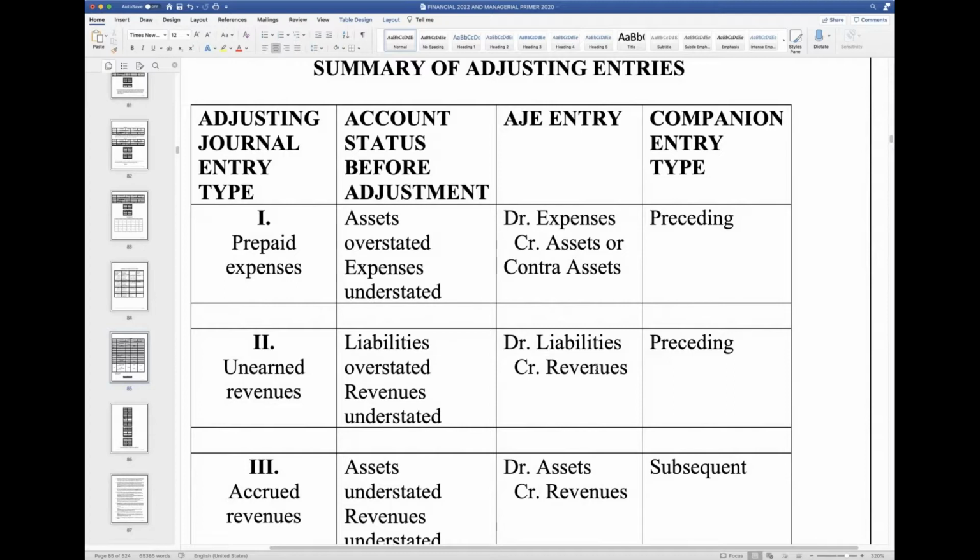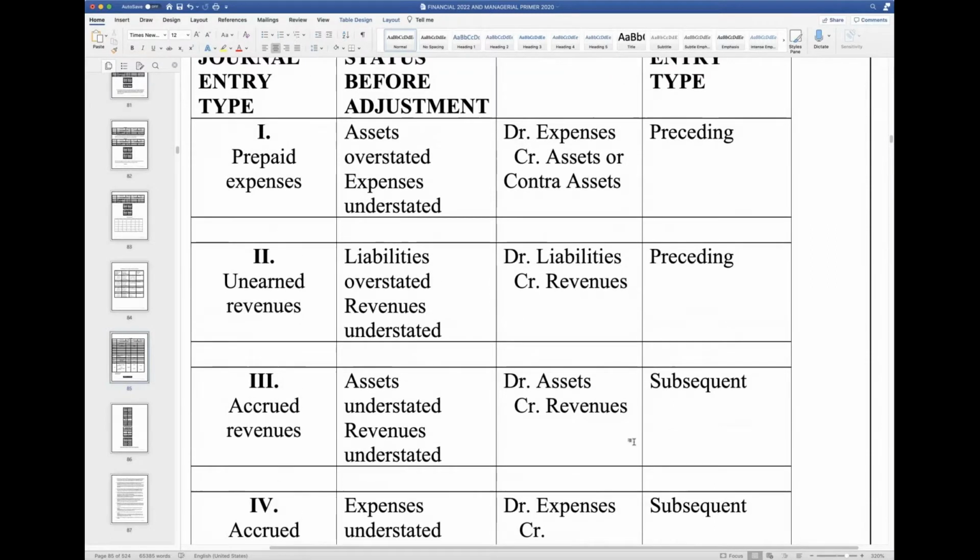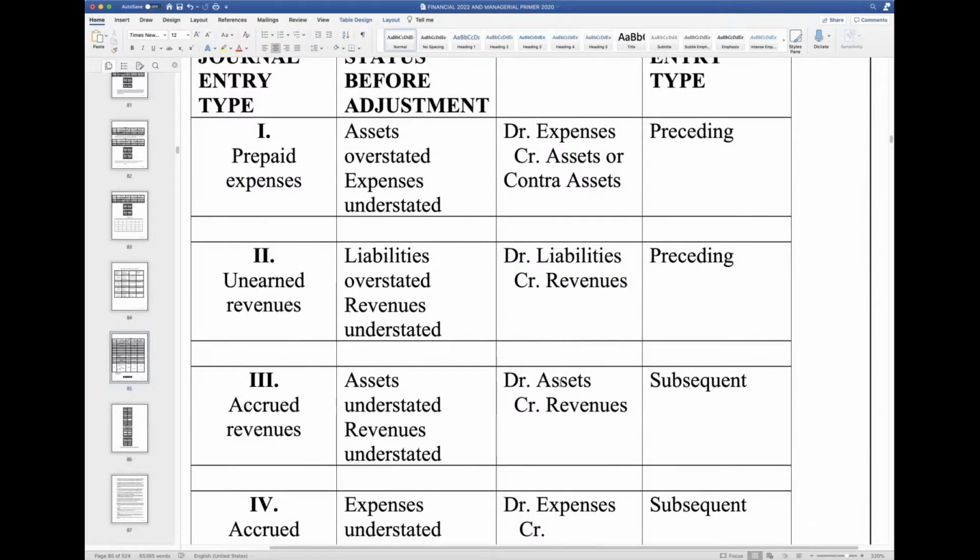Then we have accrued revenue, where the assets are understated and revenues are understated because we've got income where we've done the work but we haven't been paid. And so we're going to debit assets and credit revenues. Then there'll be a subsequent entry where that accrued revenue is paid. So a type 15 when the revenue has been earned at the end of the year, then a type 3 when it's collected the next year.